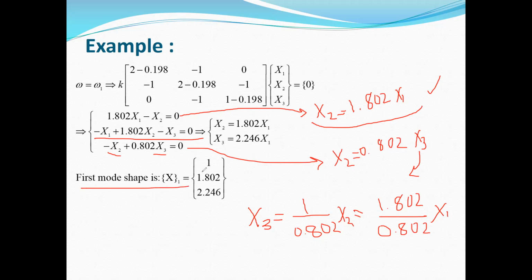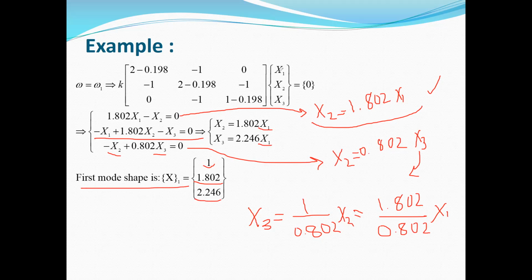As you can see, the first mode shape is a function of x1, for which we can substitute x1 equal to 1. So the first component is 1. The second component is 1.802 times x1, where x1 is substituted with 1. And finally, the last one is 2.246 multiplied by x1, which is substituted with 1.